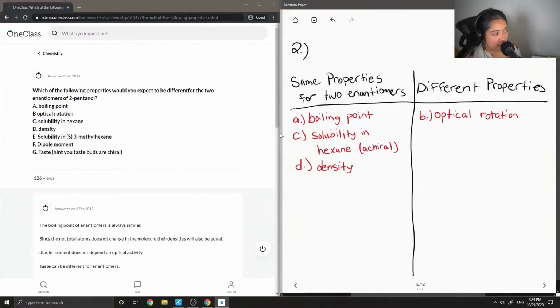Solubility in S3-methylhexene. So this is kind of like the opposite of our hexane option. This would actually be different for 2 enantiomers. And this is because S3-methylhexene is a chiral molecule. Solubility in S3-methylhexene.